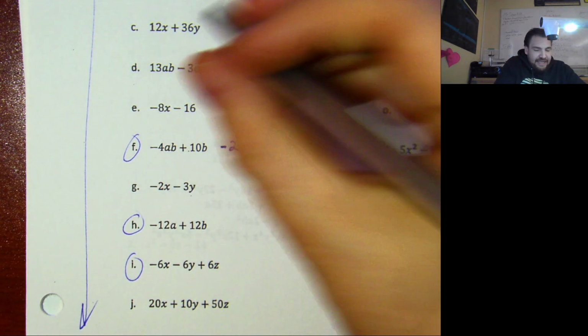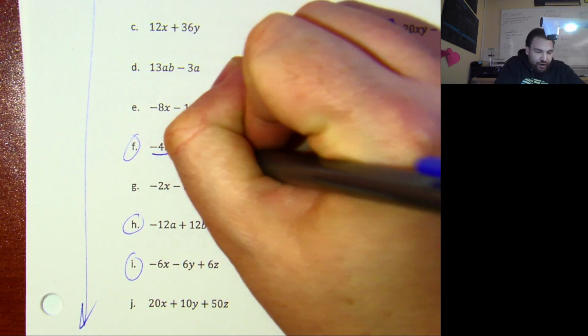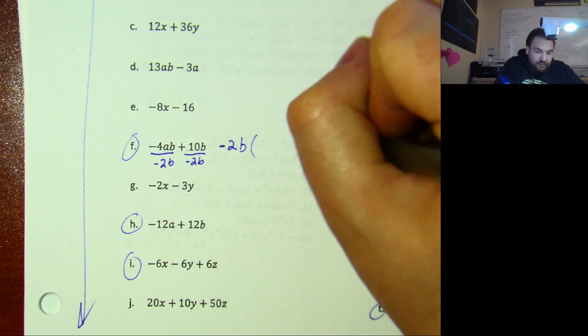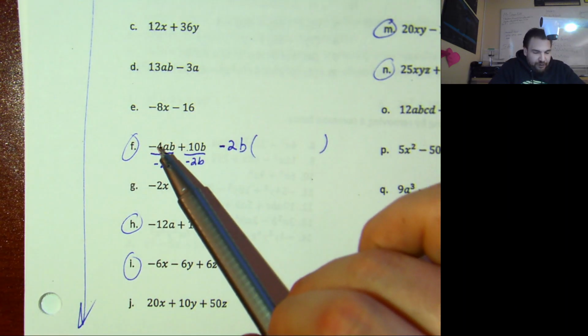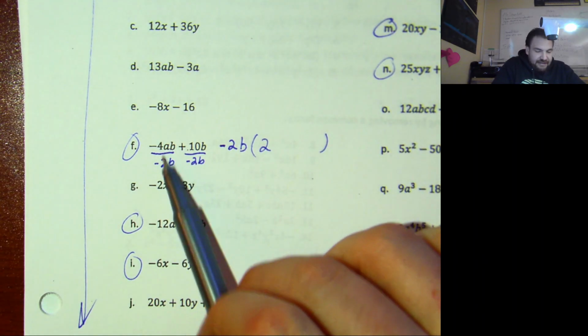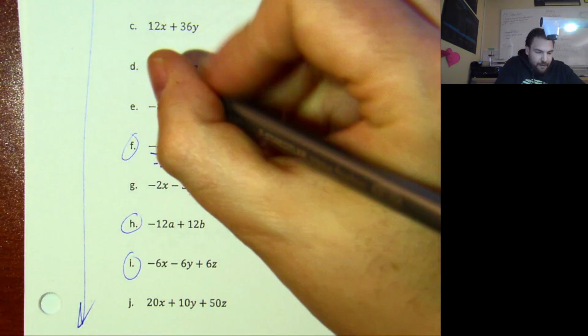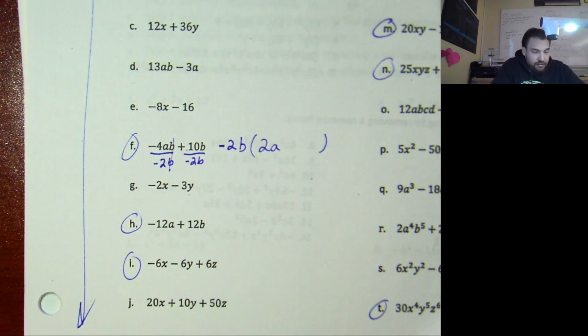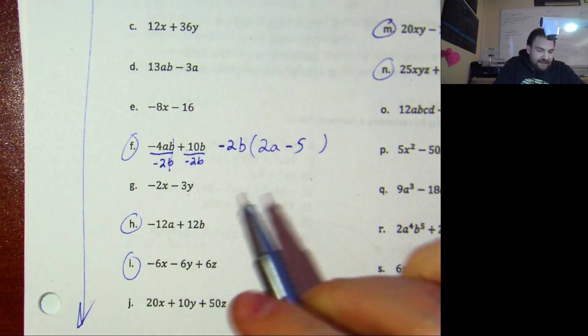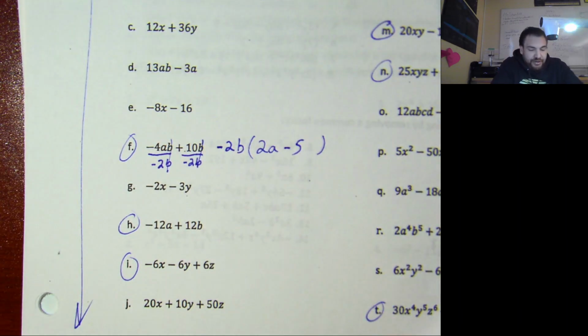That's the GCF. And then what we're going to do is divide each term by our GCF, and then whatever is left is going to go in that set of brackets. So negative 4 divided by negative 2 is? There's nothing to divide the A, and then B divided by B cancels. Bam, it's 1. And then 10 divided by negative 2 is? Negative 5. And then B divided by B cancels. So there we go. My factored form is negative 2b bracket 2a minus 5.